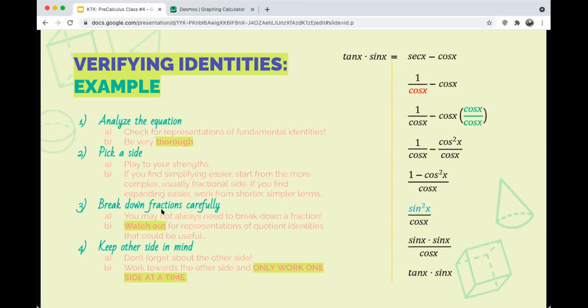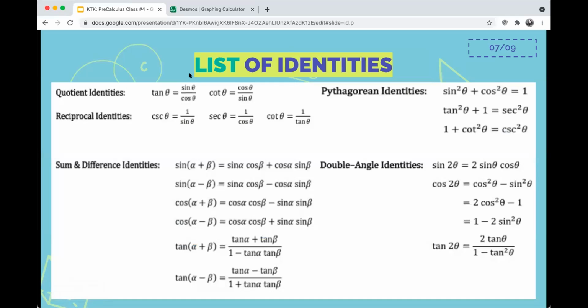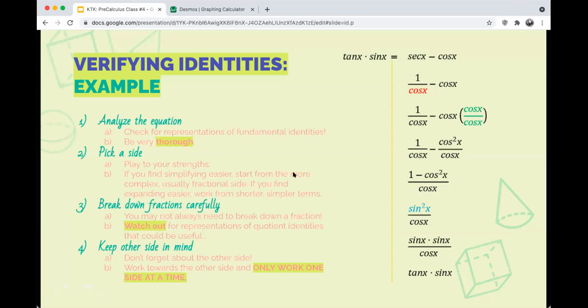Also, break down fractions very carefully. You may not always need to break down a fraction, and that comes in handy when you're thinking about those quotient identities. Let me go a couple slides back. When you're thinking about these quotient identities, sometimes people will break down sine and cosine, and sometimes you don't want to do that because then you can get straight to tan or straight to cotangent, and it's a lot easier that way. So again, watch out for representations of those quotient identities that could be very useful.